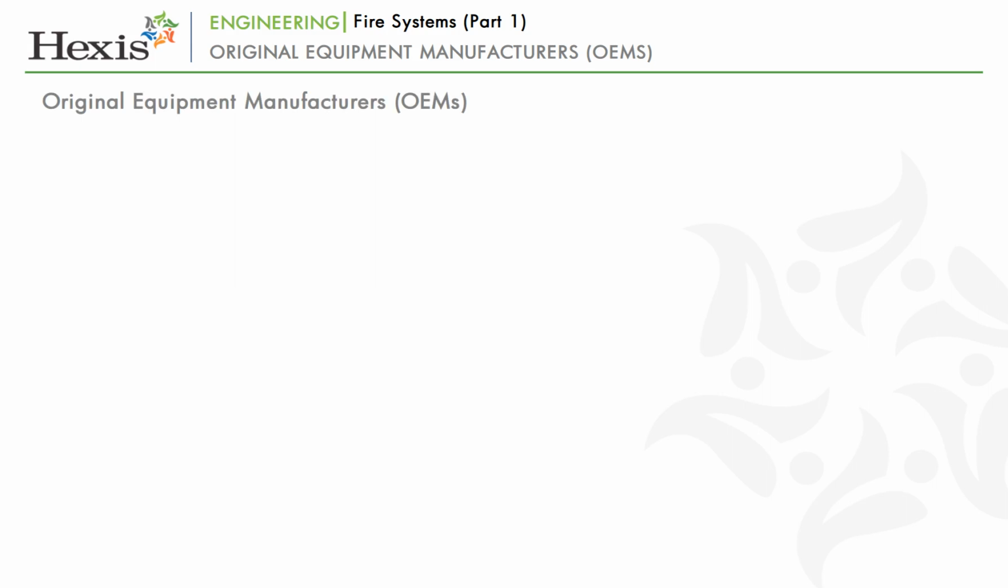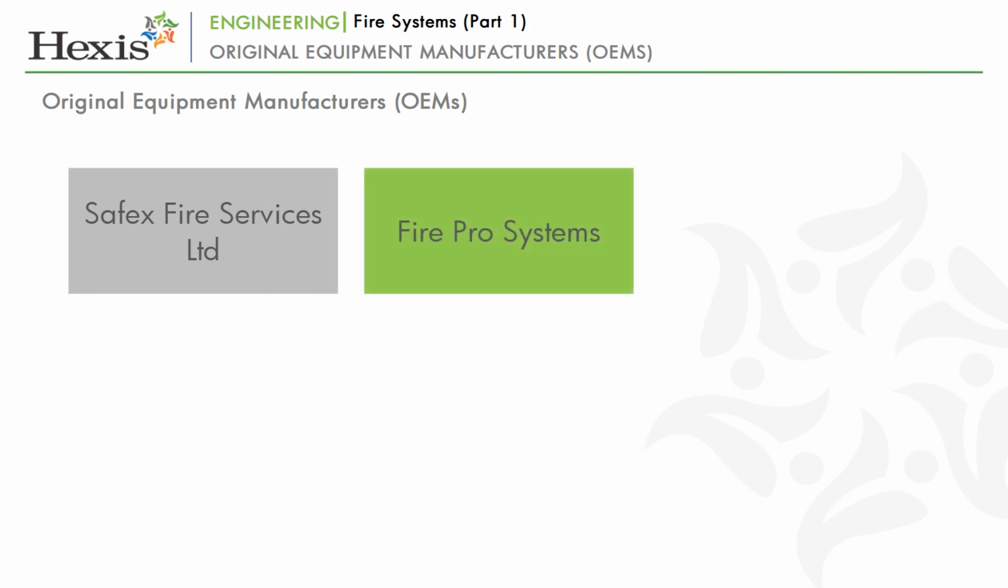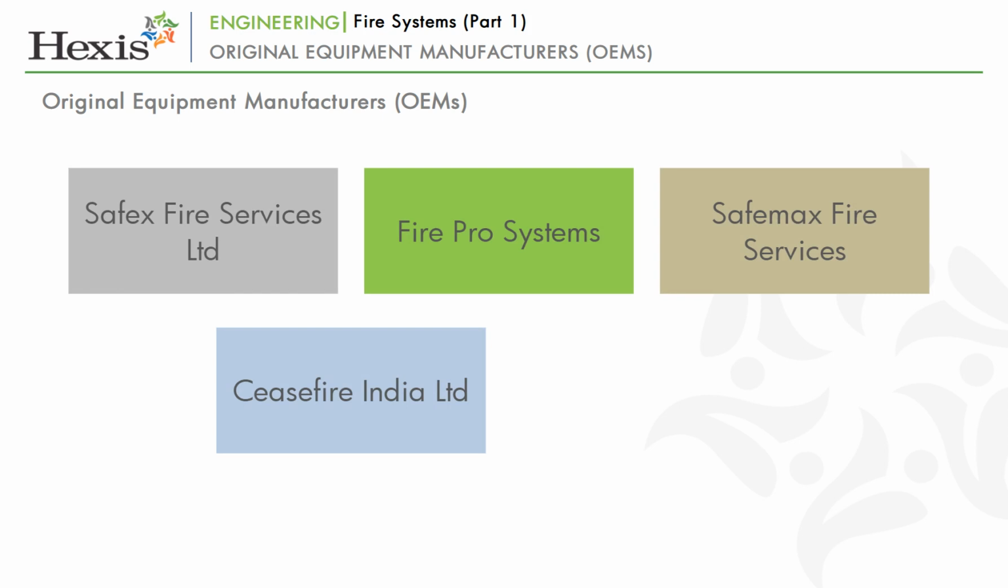Next, we will have a look at the top manufacturers of fire extinguishers. Top 5 manufacturers of fire extinguishers are Safex Fire Services Limited, Fire Pro Systems, SafeMax Fire Services, Ceasefire India Limited, Global Fire Protection.